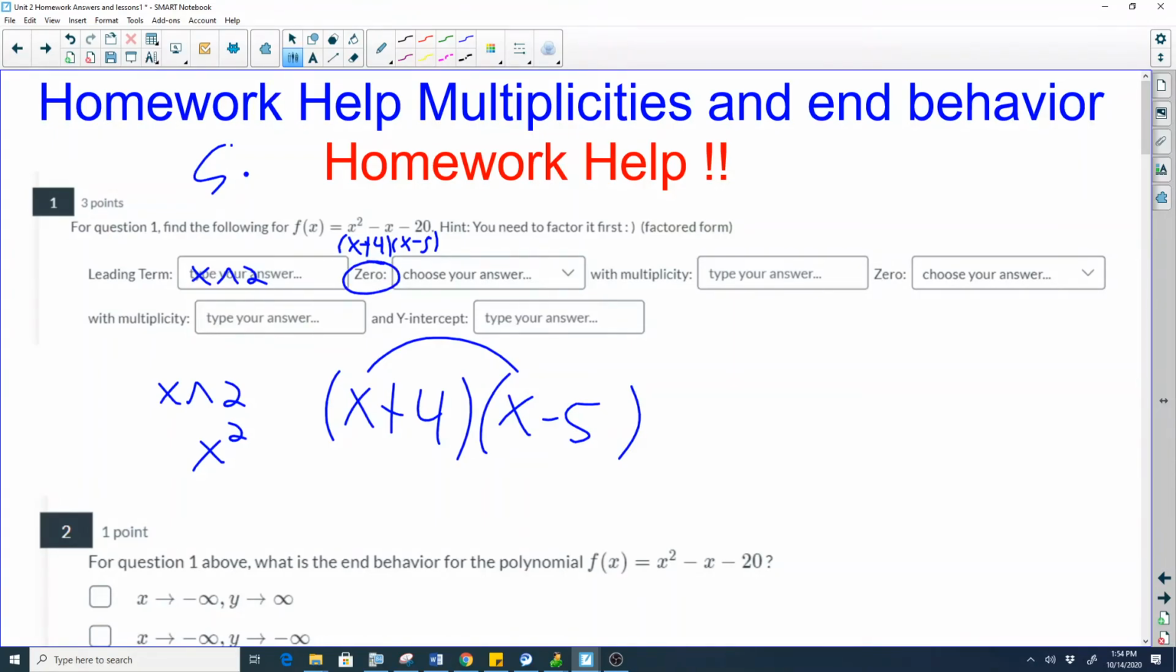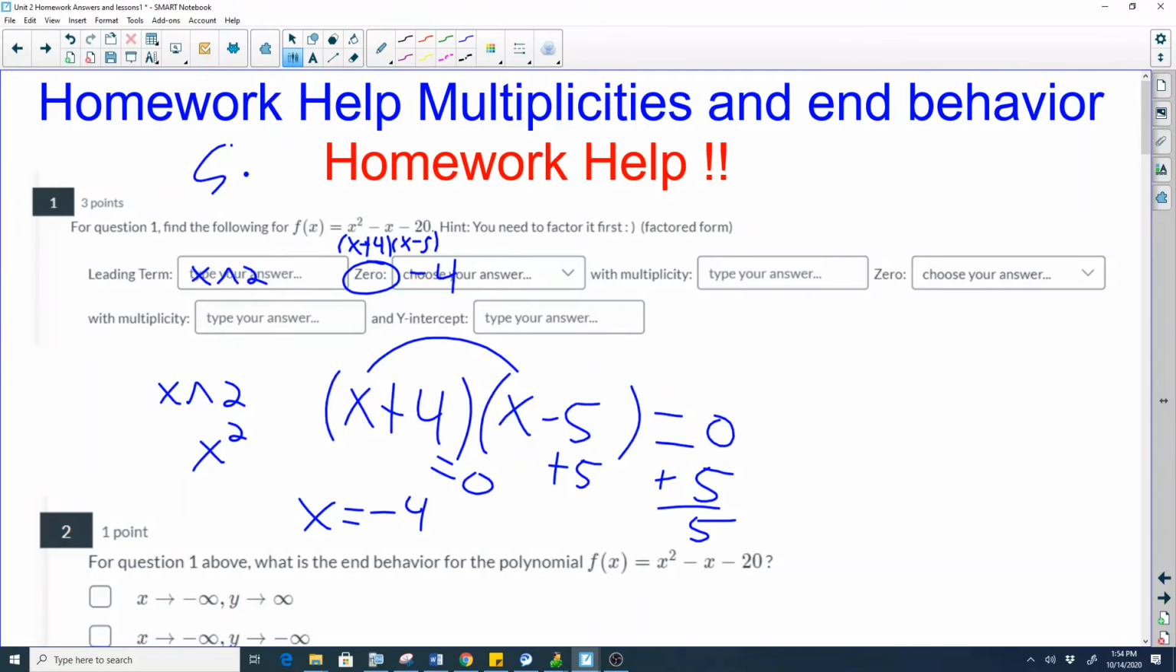The zeros are just going to come from these two factors, and you just set each of them equal to 0. So we'll add 5 to both sides and get a 5, and then subtract 4 from both sides and get a negative 4. Then you'll choose your answer. You'll either see a negative 5 or a 4. I'm trying to remember which one it is for this first one. I think it's a negative 4.